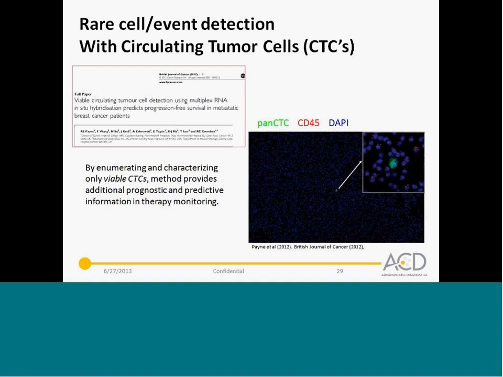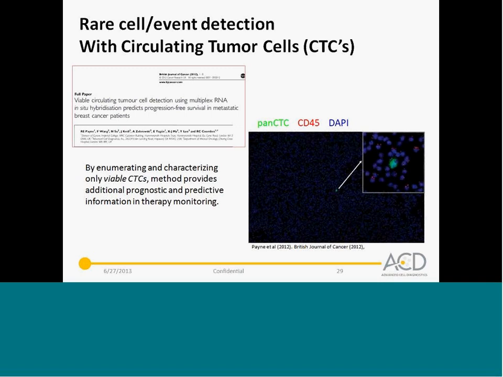This is an example of rare cell detection, from a paper published by Payne et al. to look at circulating tumor cells within the PBMC population. Essentially what you can see is that in a background of many cells, you're able to pick up a few circulating tumor cells using markers specific for CTCs, probes generated that hybridize to pan-CTC targets inside the cells that are in circulation, particularly those coming from tumor cells.